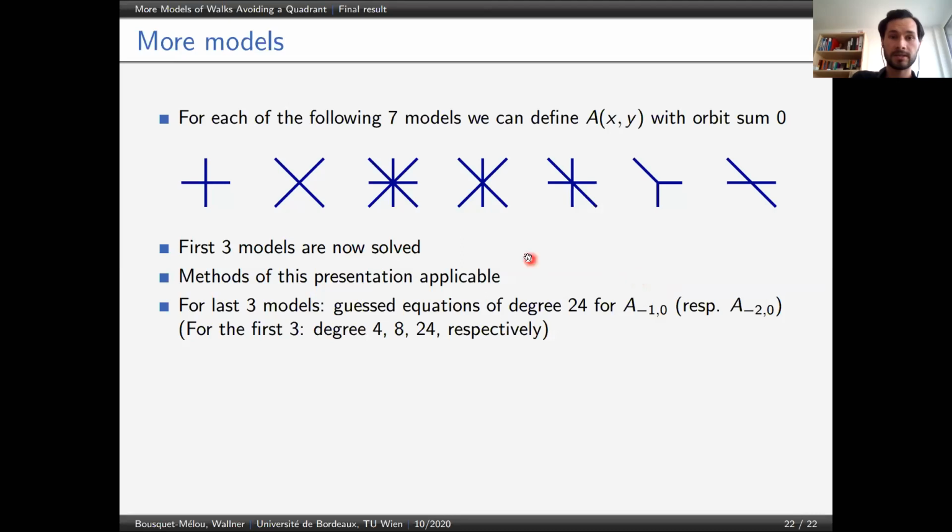Next steps is then to go on. So for now, our approach is applicable to the following 7 models, and we are able to define A(x) with orbit sum 0. The first 3 are now solved, and for the last 3, we were able to guess algebraic equations for the generating function A(-1,0), meaning the generating function of the respective walks ending at (-1,0), or at (-2,0) if it didn't exist. And this gives strong hope that we are able to solve these problems as well.